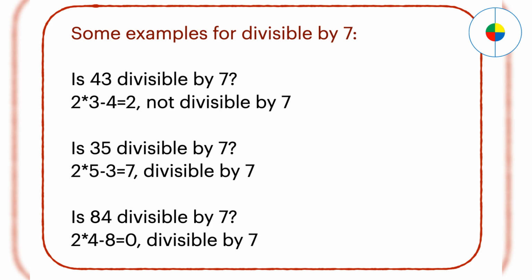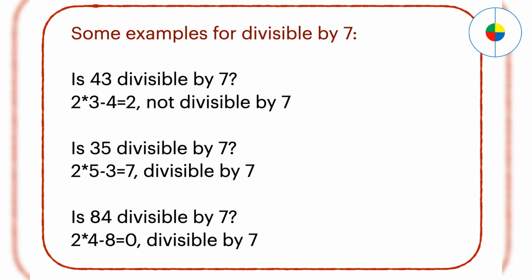The rule for divisible by 7 may be confusing. Let's have some examples. Is 43 divisible by 7? The ones digit of 43 is 3. 3 times 2 is 6. The remaining part is 4. 6 minus 4 is 2. It's not 0 or a multiple of 7, so it's not divisible by 7.